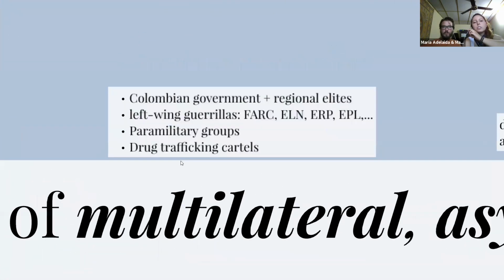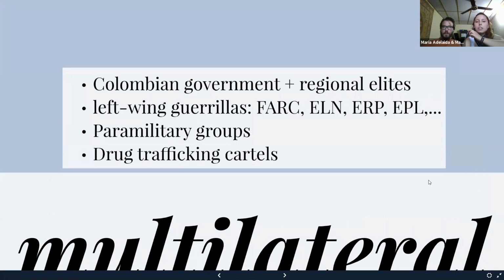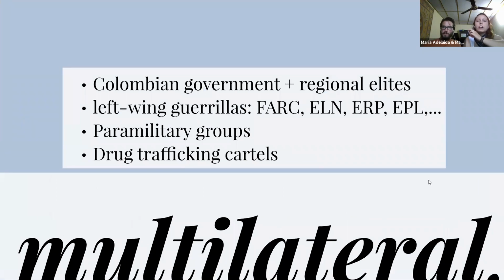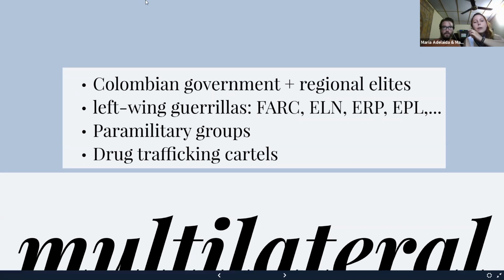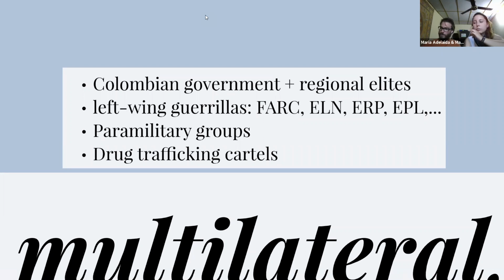Basically, what multilateral means is that the Colombian government and the regional elites fight against guerrillas and paramilitary groups such as the FARC, the ELN, the ERP, the EPL, and a lot more, and some of the drug trafficking cartels. That means that we have a lot of different actors involved in the armed conflict.